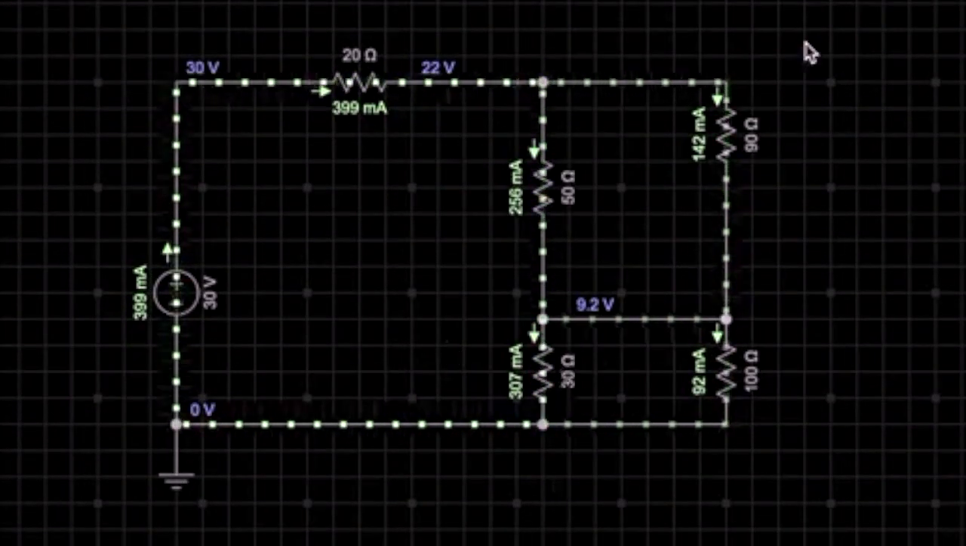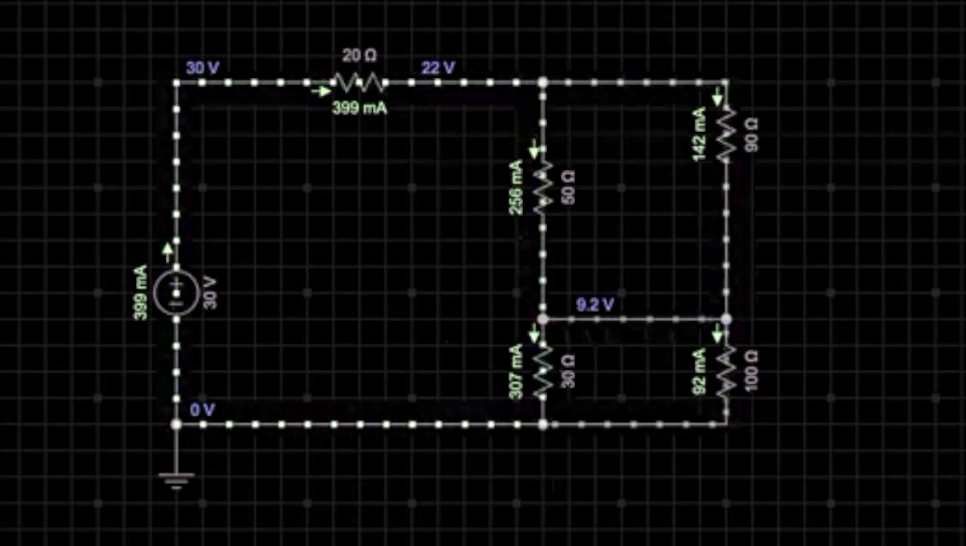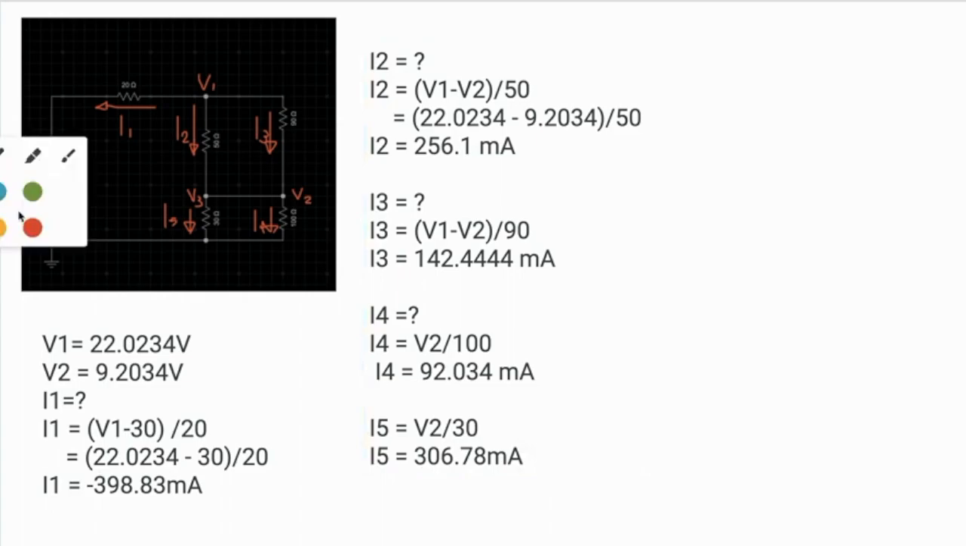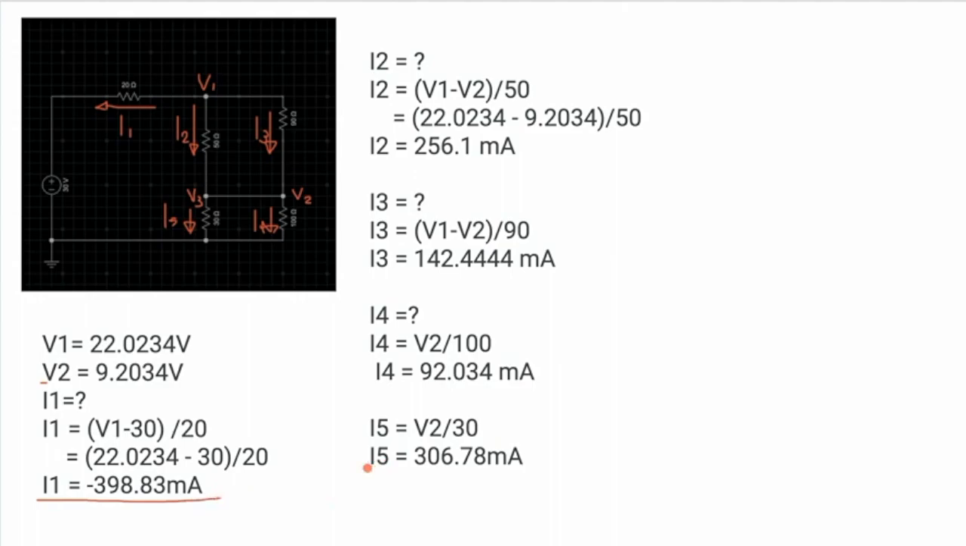Okay. So checking: 92, 307, 142, 256. All of them are correct. Using nodal analysis is faster since we tend to have a lesser number of unknowns, unlike mesh analysis and KVL, KCL, where you have to have multiple variables.